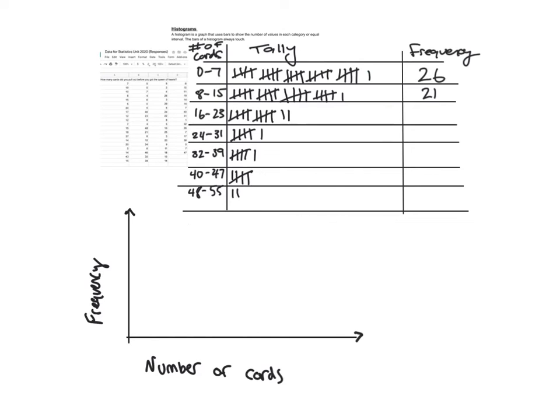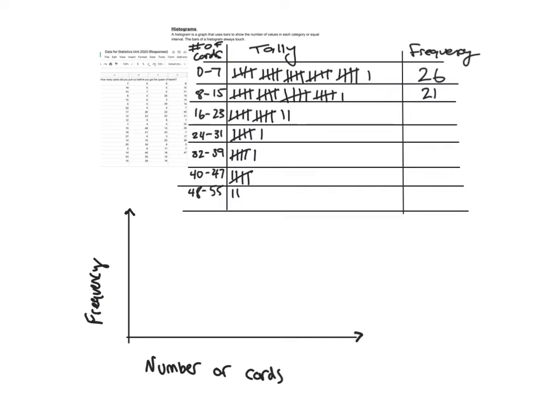Okay, now we're going to create a histogram. So what I've done is I've taken the data that we collected as a class for how many cards did you pull out before you got the Queen of Hearts from that Google form. And the first thing when you're creating a histogram is you want to create a frequency table to help you out.